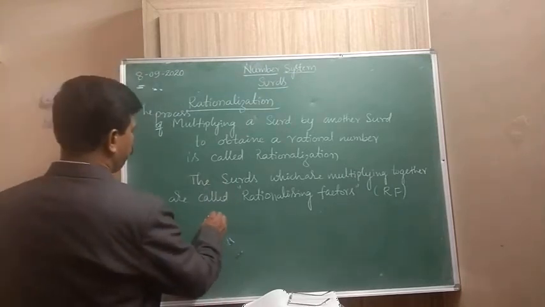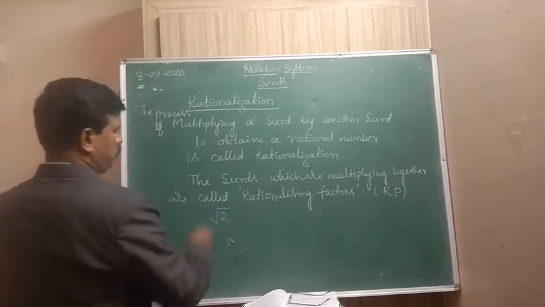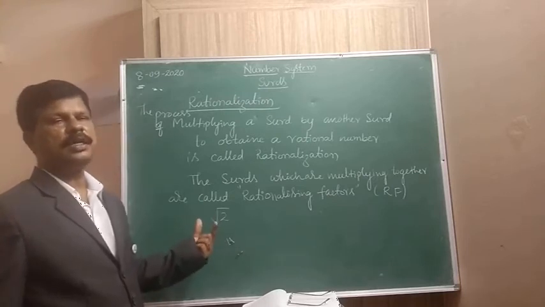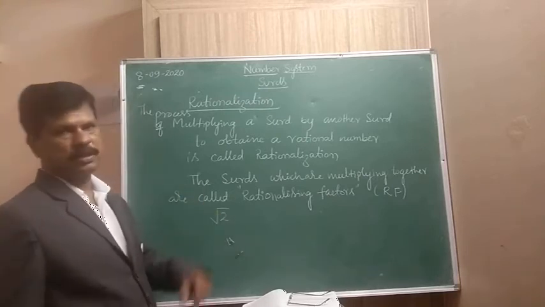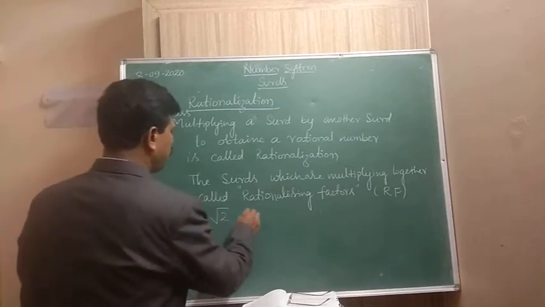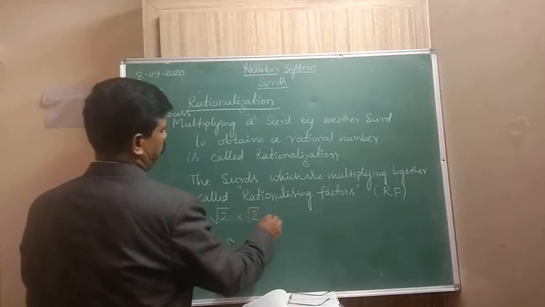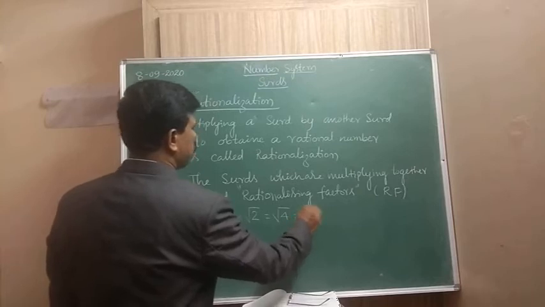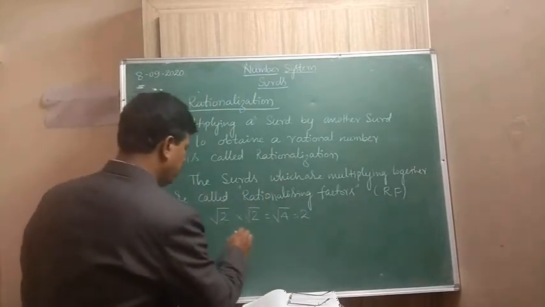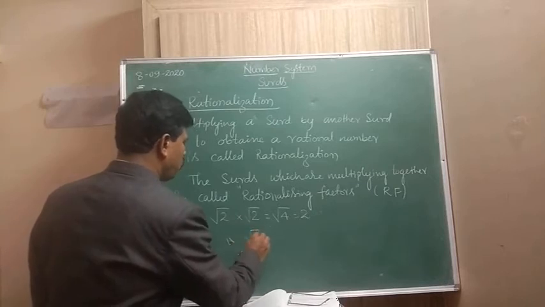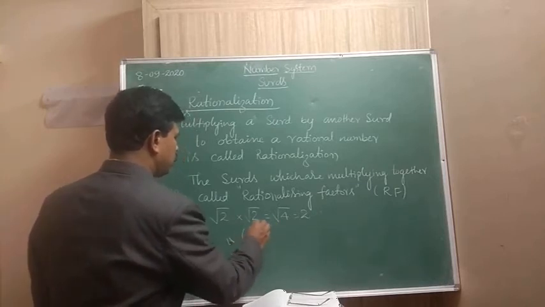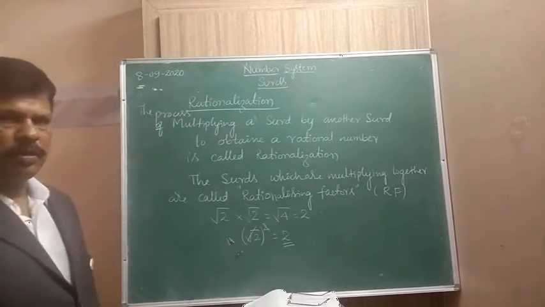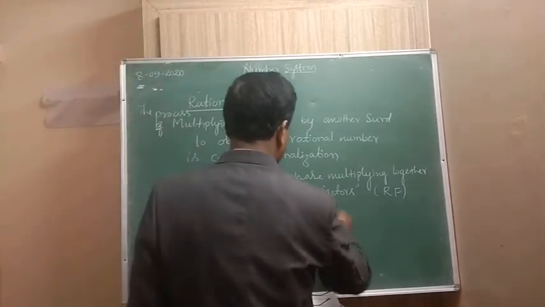Now, for example, root 2. From which surd should you multiply this to get a rational number? That means we should remove the square root. To remove this, you can multiply with the same. Then this can be written as root 4, or simply 2. In another way, root 2 into root 2 is root 2 whole square. Then the square gets cancelled. This is 2. Clear?